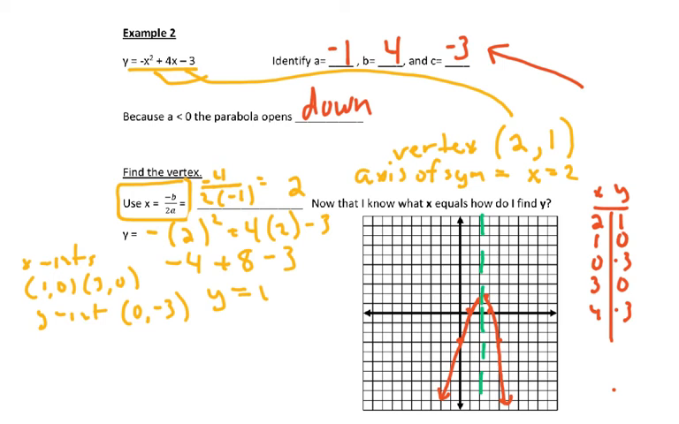And since the a value in this equation was negative 1, 1 being a, and when it's 1, that tells me that this is neither stretched nor compressed. I know all of those things about this graph. All right. So we were able to find several different things about this graph.